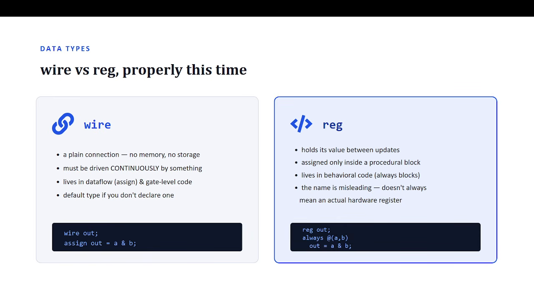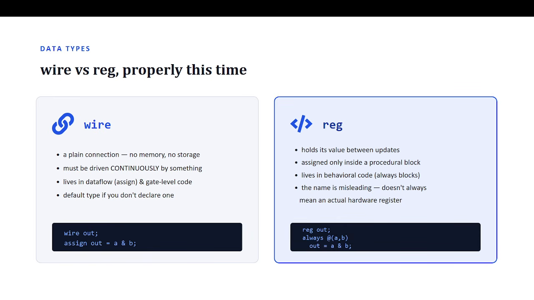This leads to an important rule. A wire must be continuously driven by something, typically an assign statement or the output of a gate. If nothing is driving a wire, its value is undefined. In simulation, you will see this is represented as a high impedance state written as Z. Look at the code example on the screen.